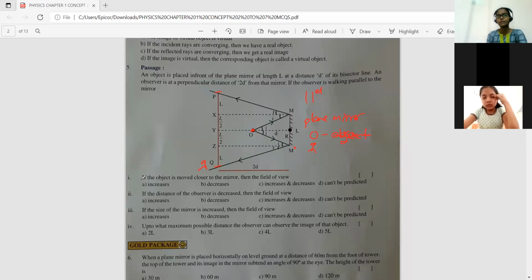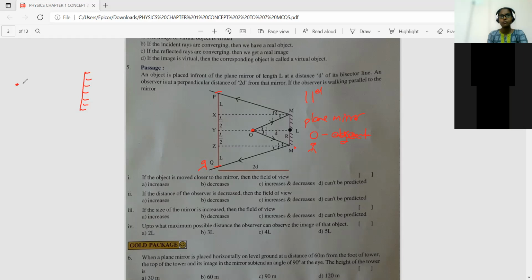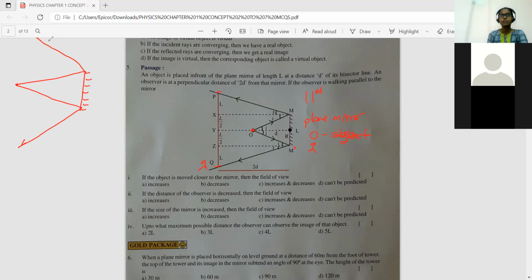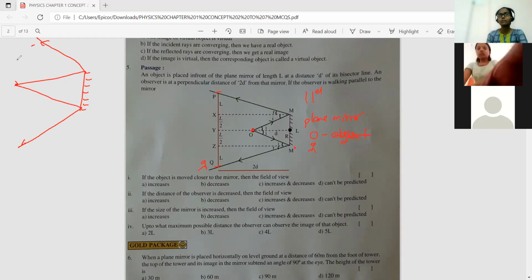Let us see some questions based on this. Here, if the object is moved closer to the mirror. Okay, let us imagine this is a mirror, and the object is at this point. When it is at this point, you can see the reflected rays will go like this. Yesterday we told that the distance between the two extreme reflected rays is what we call the field of view.